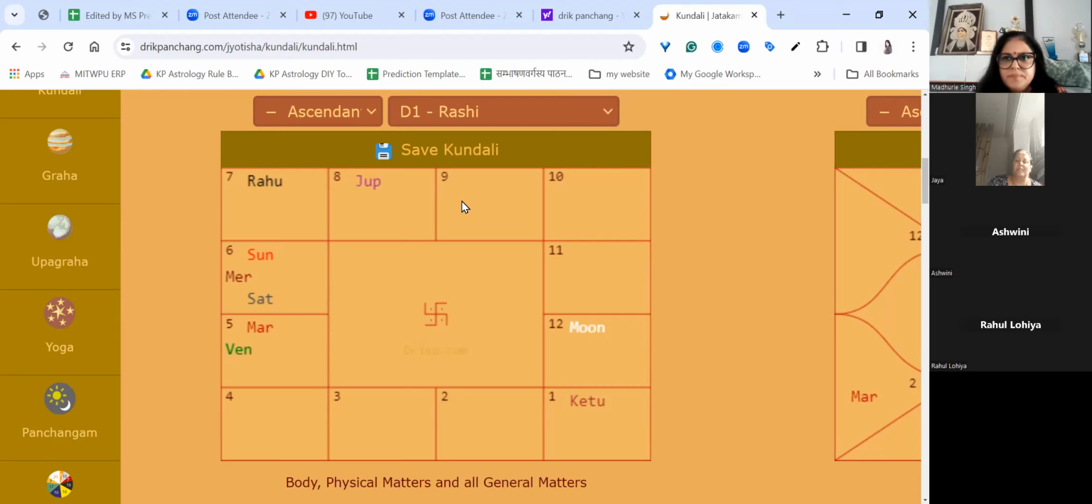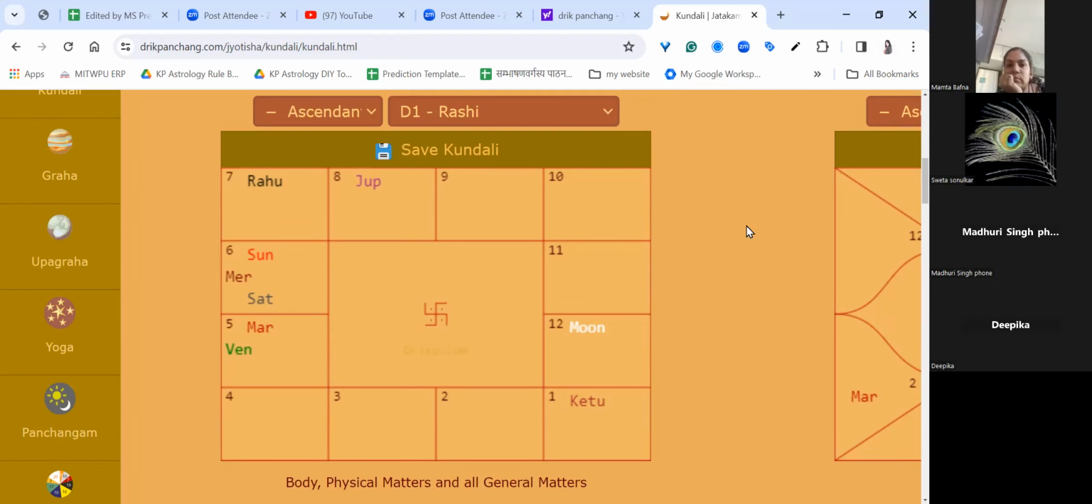Yeah, got it. Is there anybody else who wants to? Let me see. Deepika, Shweta, Mamta, all of you, please unmute yourself. Deepika, tell me in which Rashi is Saturn?